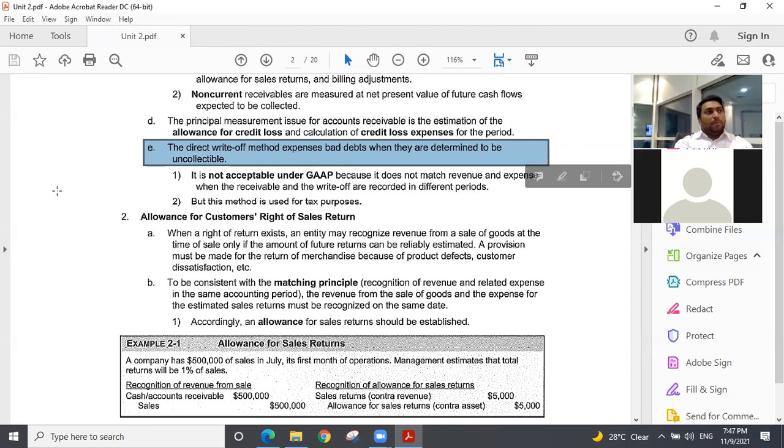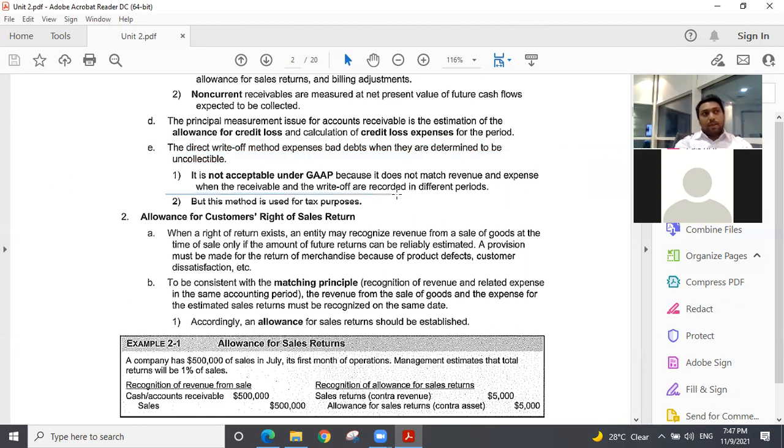But this method is accepted for tax purposes. That means income tax, right? Because the government wants to collect maximum taxes. For example, as a businessman, I decide how much percentage I should keep as provision for bad debt. It is the management's discretion. There is no law, no GAAP rule specifying the percentage. Why? Because it depends on the business or the industry.